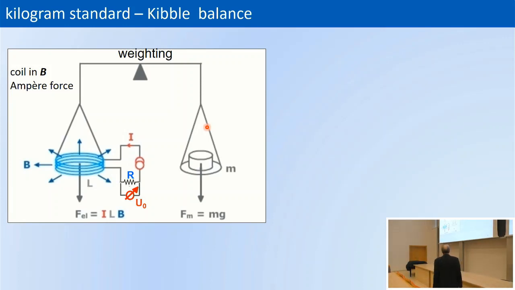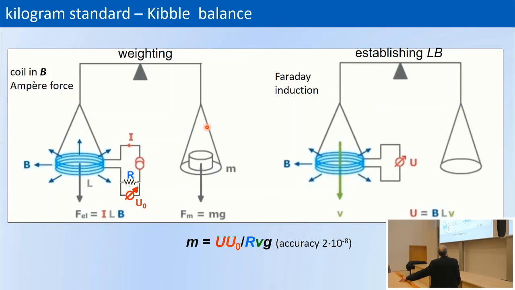So we can compensate this gravitational force by putting current into this coil. Okay, you will say it's not a very precise measurement, because we have to know the induction of this coil, we have to know the magnetic field, we have to know many things. But it was found that if we now move this coil with a certain velocity, we generate voltage in this magnetic field, by Faraday law. Putting it all together is a very nice exercise for students. This Kibble balance maybe could also be organized here to show students how to measure a kilogram. And if you do everything properly, the accuracy to measure mass is nowadays of the order of 2 × 10^-8.